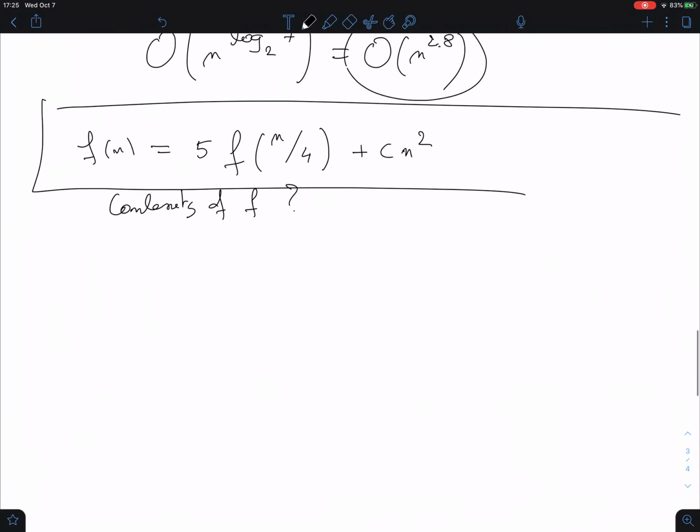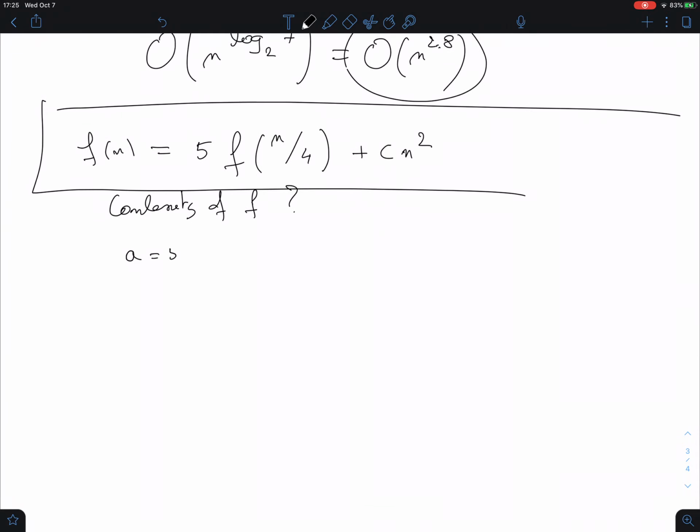So analyze again, what is A here? Well, 5. B is 4. Now we don't think of this anymore as an algorithm. We just think, what are the numbers? What are the parameters here? So A is the number in front, which is 5. The number that we divide by is 4. And then C, the constant, doesn't matter. What matters is the degree, which is 2.